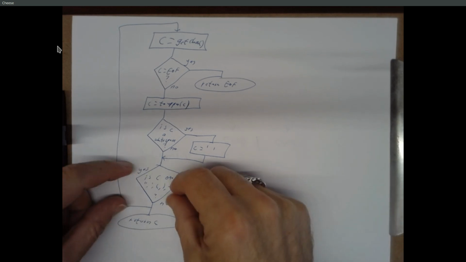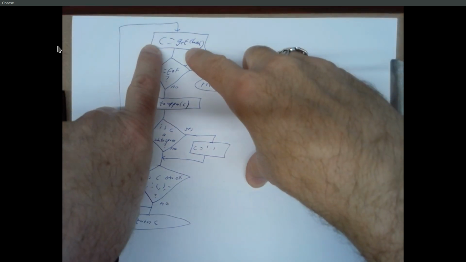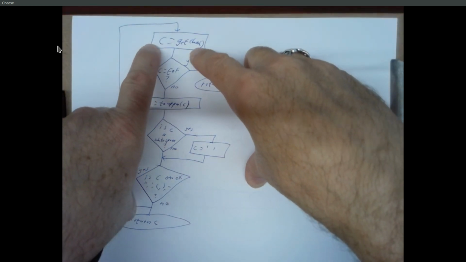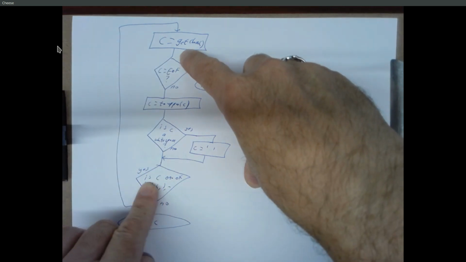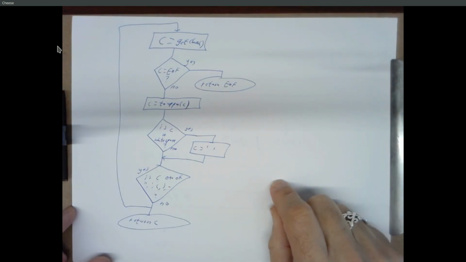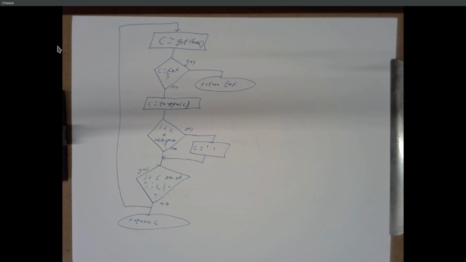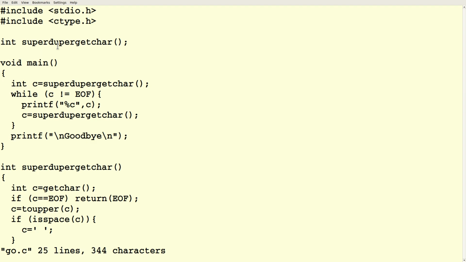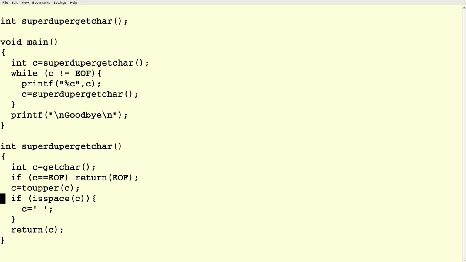Now we could also have done this test up in the beginning, and that might make more sense. Get a character, and if it's one of these characters we should ignore, go back and get another character. Different ways you can do this. We've already got a bunch of code written here, and we already flowcharted it like that. Let's go ahead and do this down here.